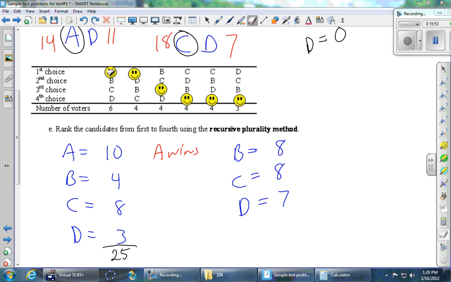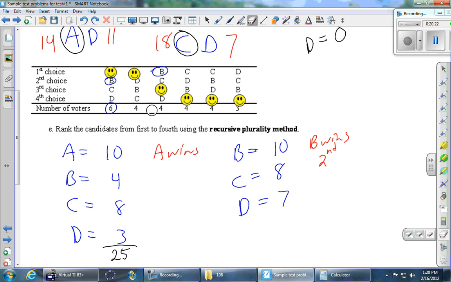The mistake that I made was when I recalculated B. So if we go with B again, B has those 6 votes and these 4 votes. So B actually ends up with 10 votes there. All right, so then we will award B the next victory. So we'll say that B wins by having the most votes. But what do they win? They win second place.